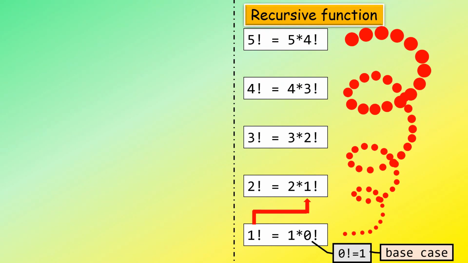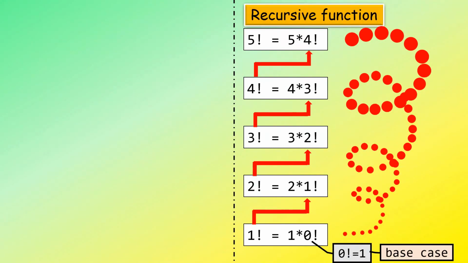So 1 factorial should be substituted in the previous step. 2 factorial answer should be substituted in the step before it. 3 factorial to be substituted in the step ahead, and so on. Finally, you reach the final step, or you come back to the starting. So this is how recursion works.